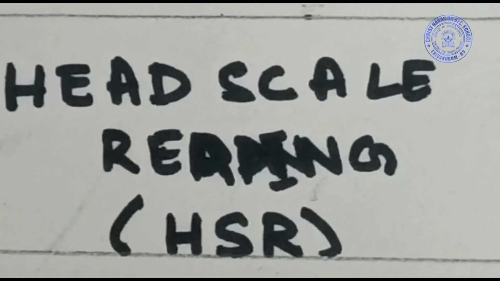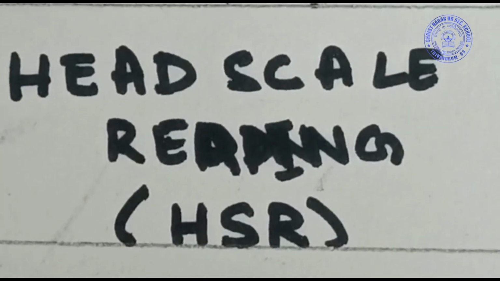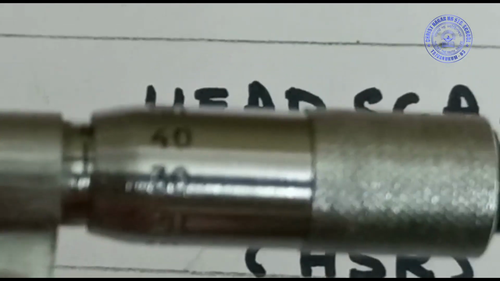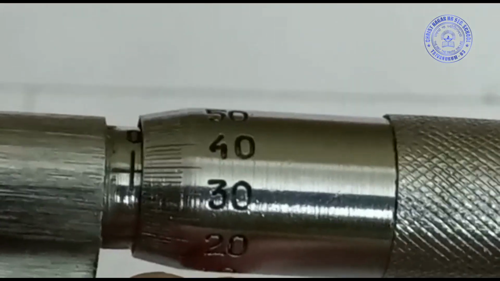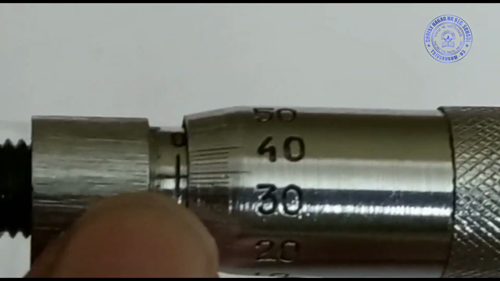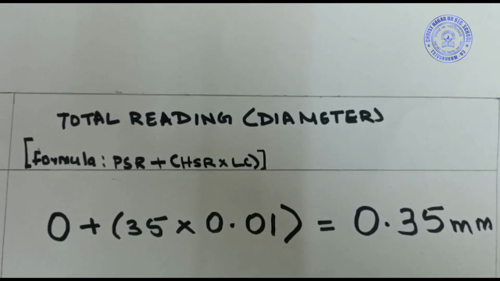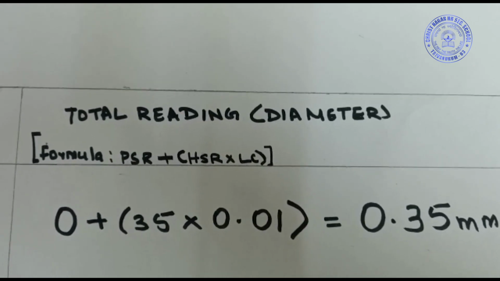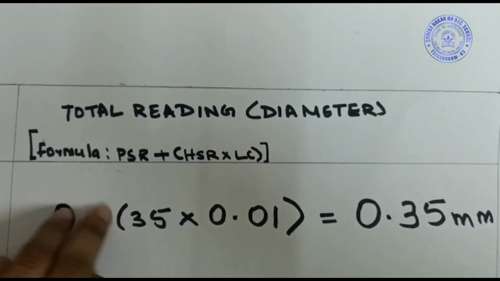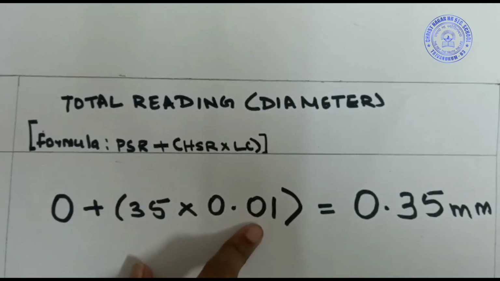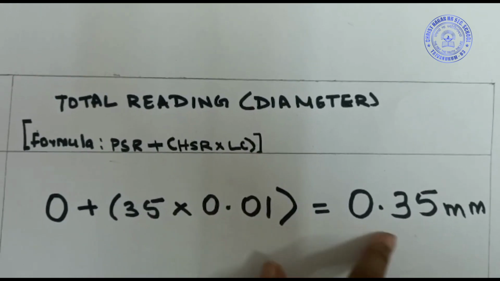Next, we need to find the head scale reading or the HSR. For that, we need to find the value on the head scale which aligns perfectly with the horizontal line on the pitch scale. And in this case, you can see that the value is 35, and so the HSR is 35. As we've got the PSR and the HSR, now we can find the total reading, which is the diameter of the wire. The formula for that is PSR plus HSR into LC, which is 0 plus 35 into 0.01, and we get the total reading as 0.35 millimeter.